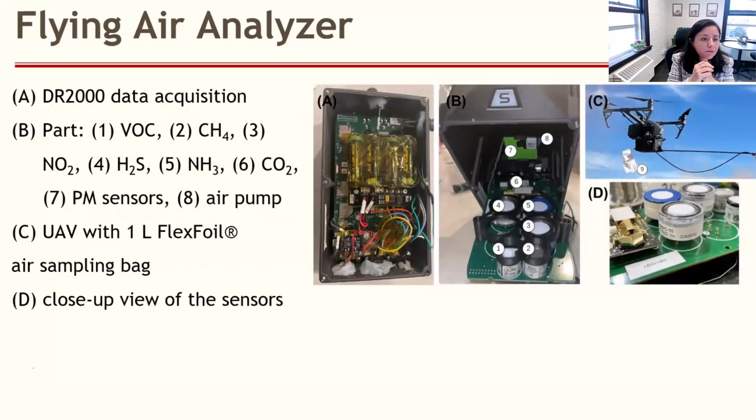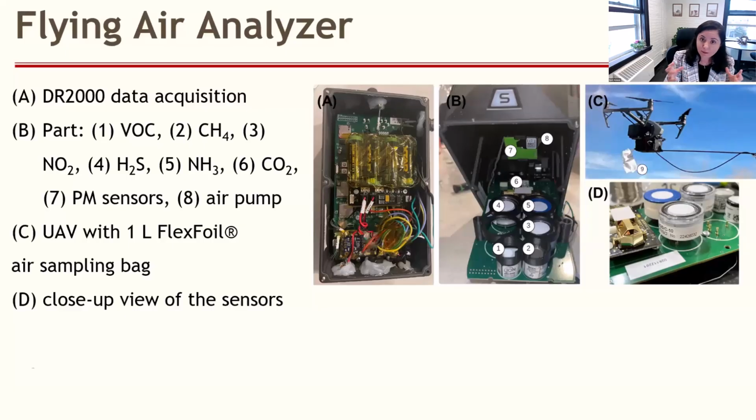So this is a close-up view. There are a lot of sensors inside, so we can measure more than one gas. What we measured and recorded: temperature, barometric pressure, wind speed, wind direction. Then we had the gases: methane, CO2, VOC, H2S, ammonia. Then we had PM1. So we know PM2.5 and PM10, right? We also measured PM1, those small particles.